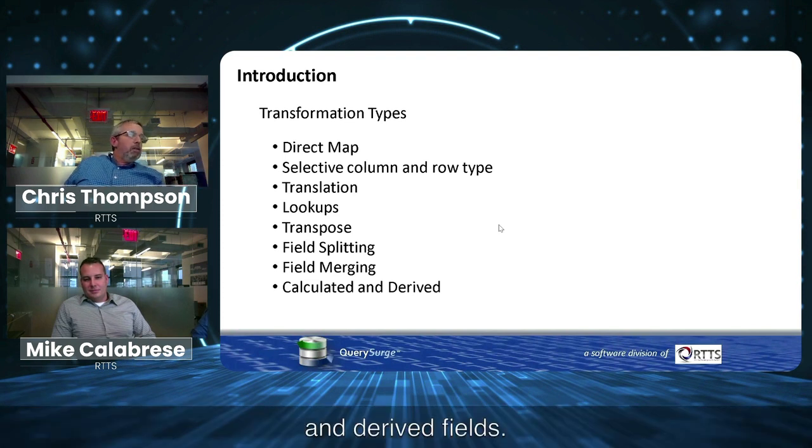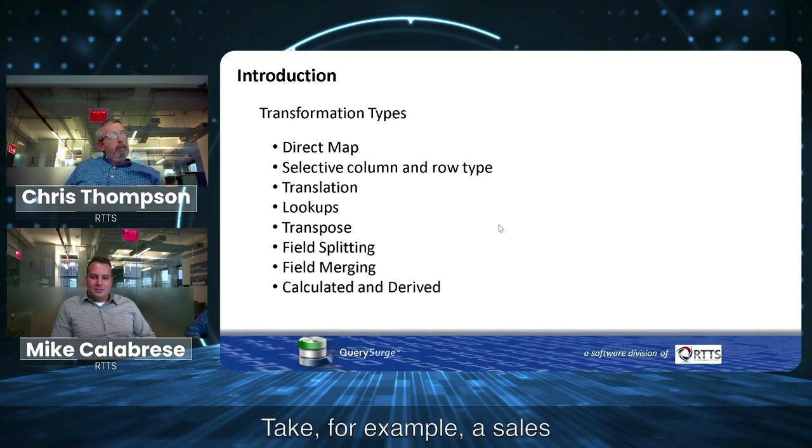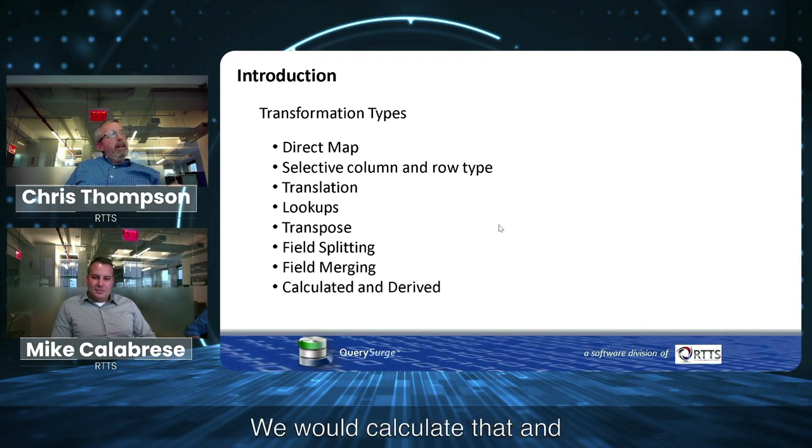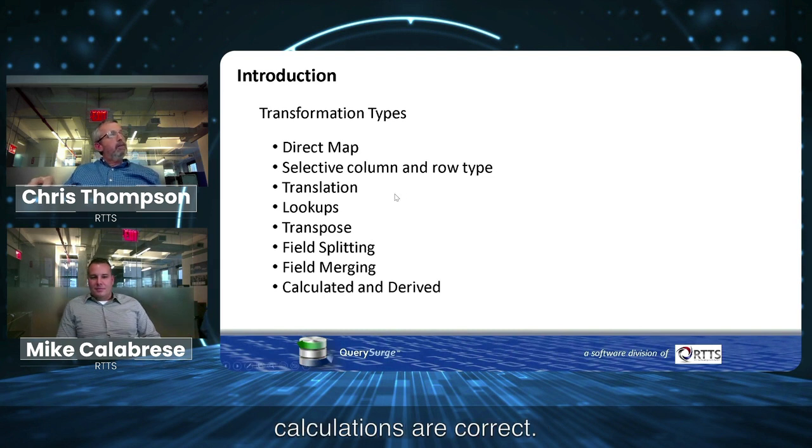Calculated and derived fields. These could be very, very complex to relatively simple. Take, for example, a sales database, and I want to aggregate into the data warehouse particular values, say for the month of August, all the sales dollar amount for a particular month. We would calculate that and load that into the target, and that would have to be tested to make sure those calculations are correct.